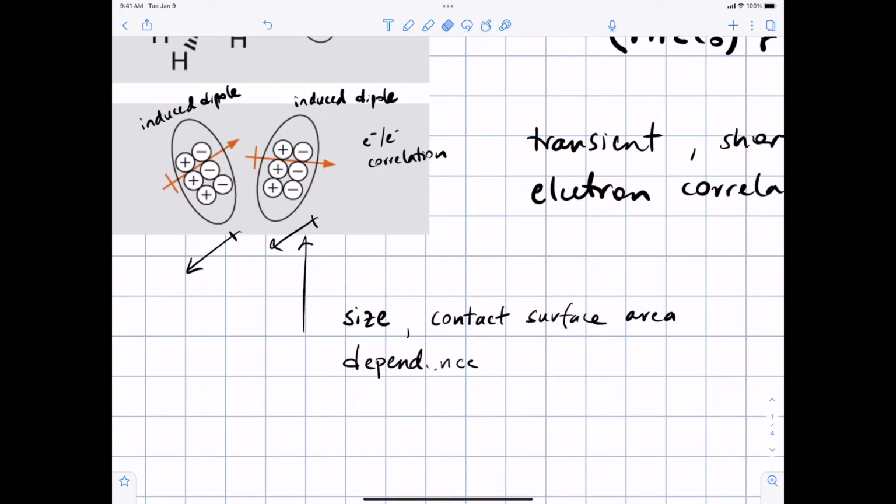Its distance dependence is on 1 over r to the 6th. That means that you have to be really, really close for this interaction to matter. As soon as you increase a little bit, if you increase the radius by a factor of 2, the interaction decreases in strength by a factor of 2 to the 6th, which is whatever, 2, 4, 8, 16, 32, 64, yeah.